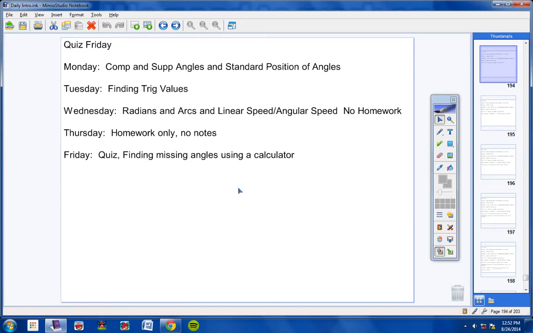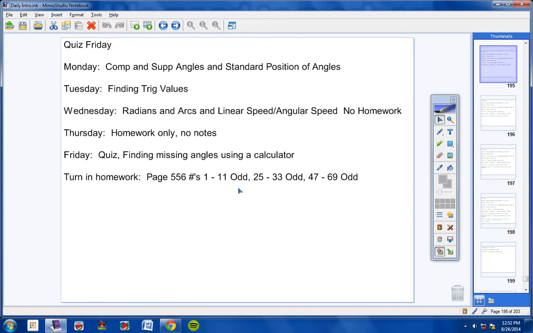On Friday we'll have a quiz, and then we're going to look at a video called Finding Missing Angles Using a Calculator. Okay, so you do not need to write all of that down, but that's the schedule for the week.